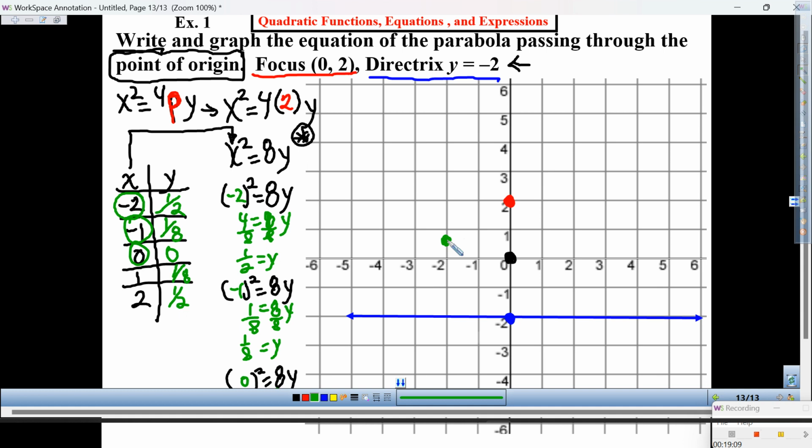Next one, negative 1 of x, 1/8 of y. Very close to the x-axis. The next one is 0, 0. That's our origin. 1, 1/8. 2 and 1/2. And now we can see our parabola going through it.